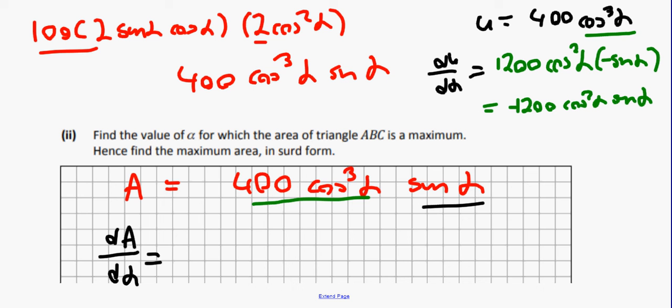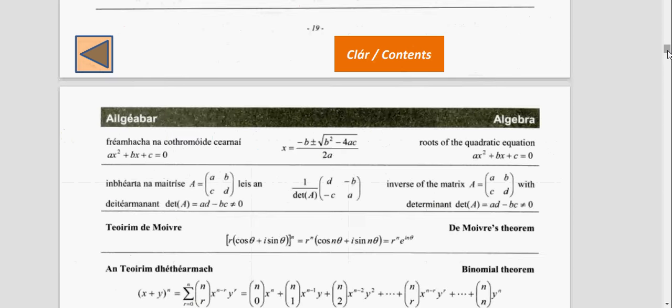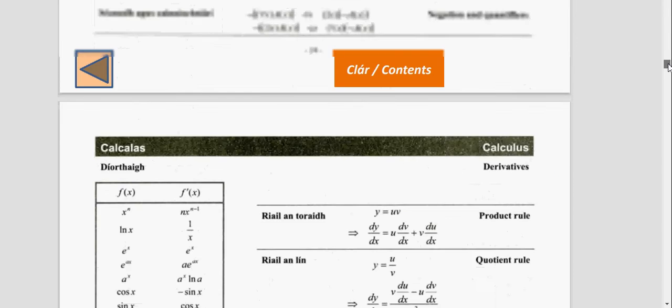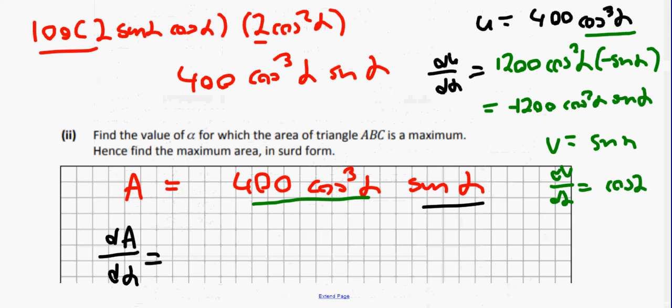Now, that leads me on to v. V is sine alpha, and then dv d alpha is sine alpha changes into cos alpha. Now, please remember, when you're doing differentiation, please look up your notes when you're doing it. You do not want to get mixed up between integration and differentiation, and you always want to double check using your maths tables.